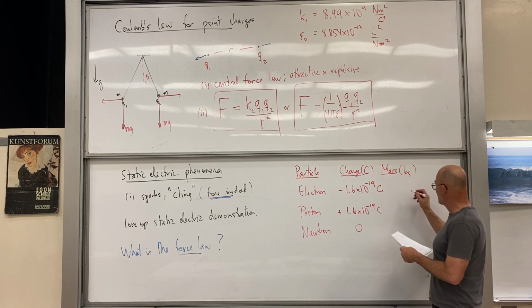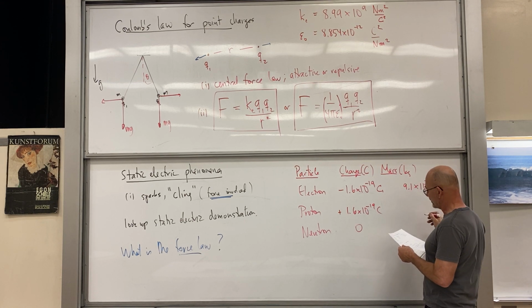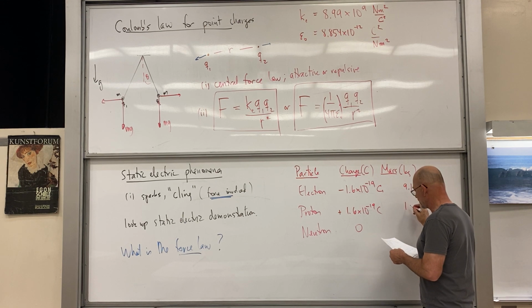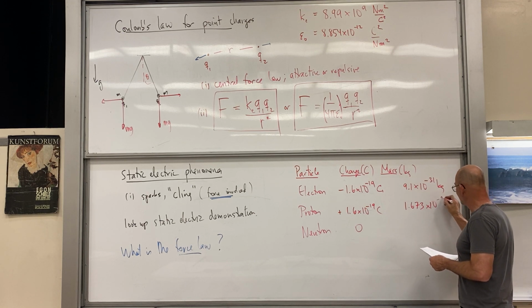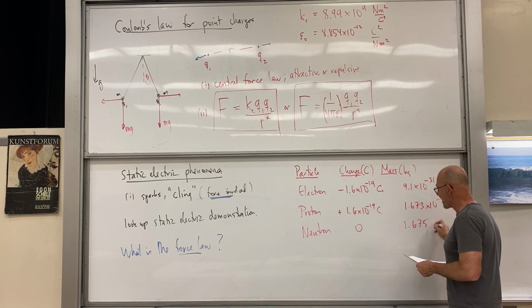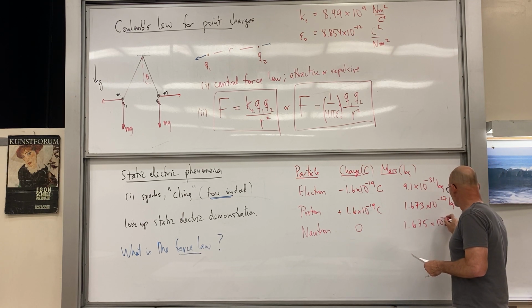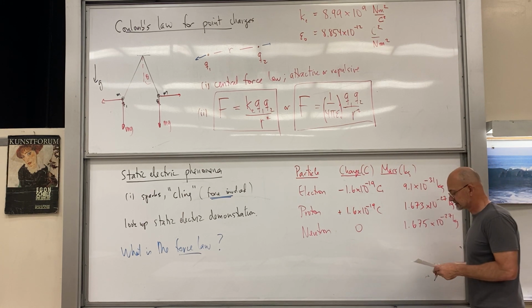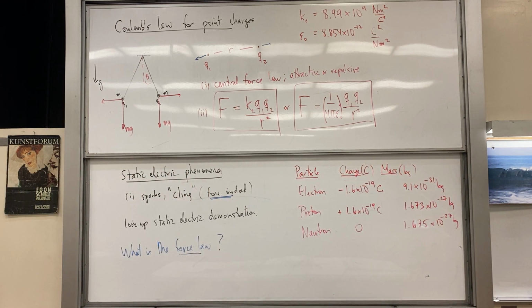The mass of the electron 9.1 times 10 to the minus 31 kilograms. Mass of the proton 1.673 times 10 to the minus 27, and 1.675 for the neutron. Very close, but not exact, times 10 to the minus 27 kilograms. Okay, I'm going to consult the clock. Good.